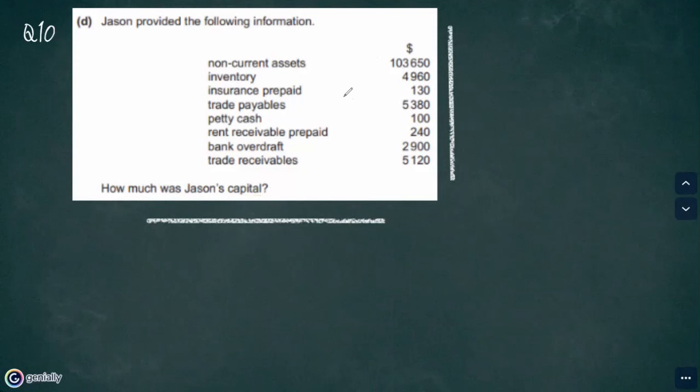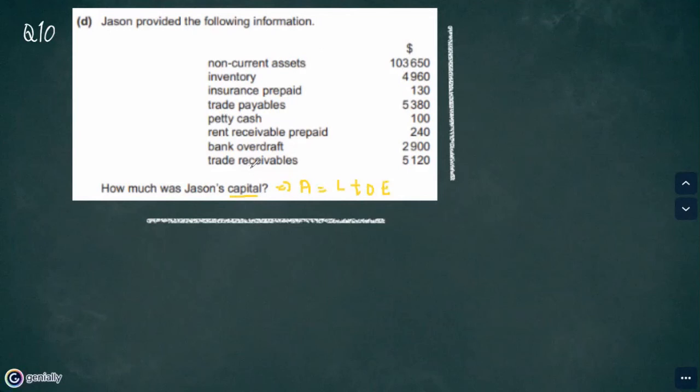Okay, we are going to attempt the last question for this session. Now, what do we have here? Oh, we have a list of assets and liabilities, and they want you to figure out capital. That's easy. As we have done previously, we just have to figure out our equation. Once we figure it out, plug in all the information and you should be able to get your capital.